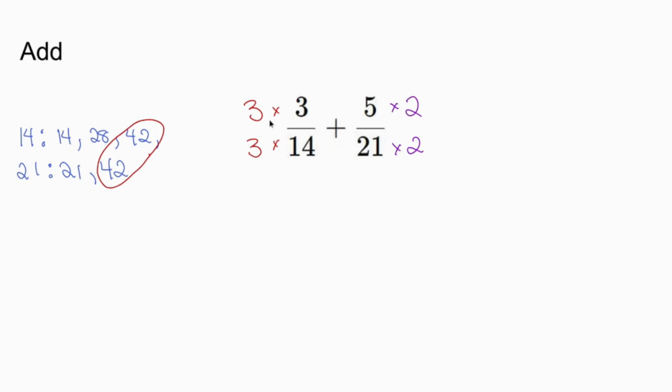Now I rewrite these fractions. 3 times 3 is 9. 3 times 14 is 42. Plus 5 times 2 is 10. 21 times 2 is 42.